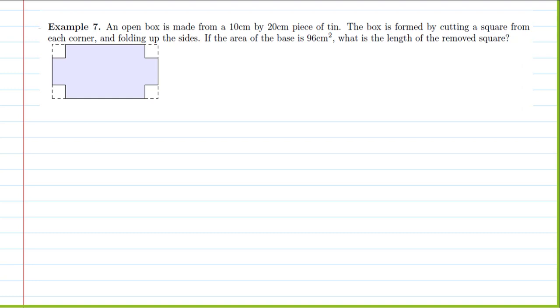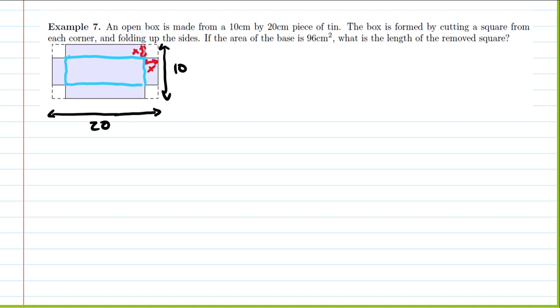All right, so let's label what we know on our diagram. So we have a 10 by 20 centimeter piece of tin, and we're forming a box by cutting each corner to make a square, and we're removing a square of side length x from each side. We're told that the base after we do this is 96 square centimeters.